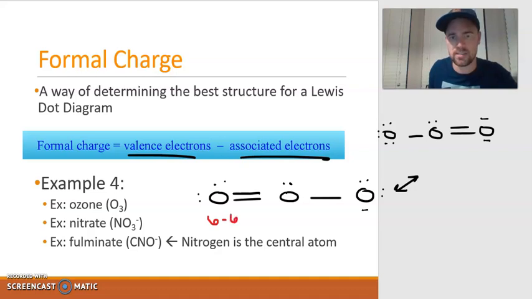So 6 minus 6 equals 0. So what does that mean? That means this oxygen has a 0 formal charge. So how do we show that? We don't do anything because it has a 0 formal charge.